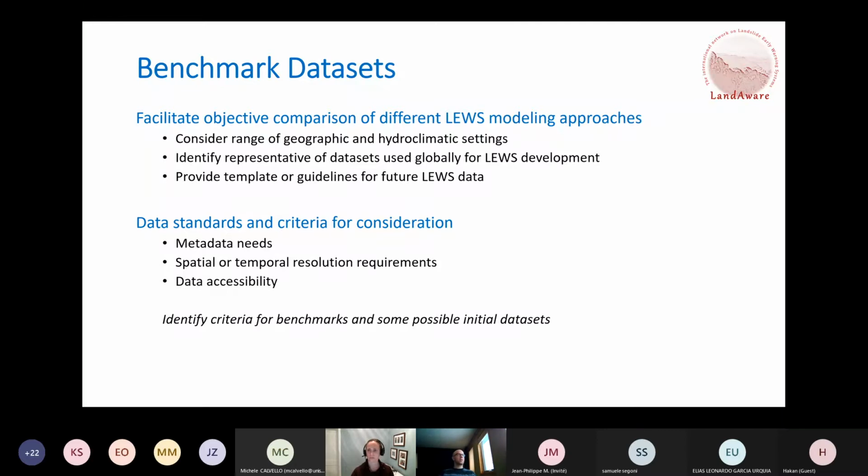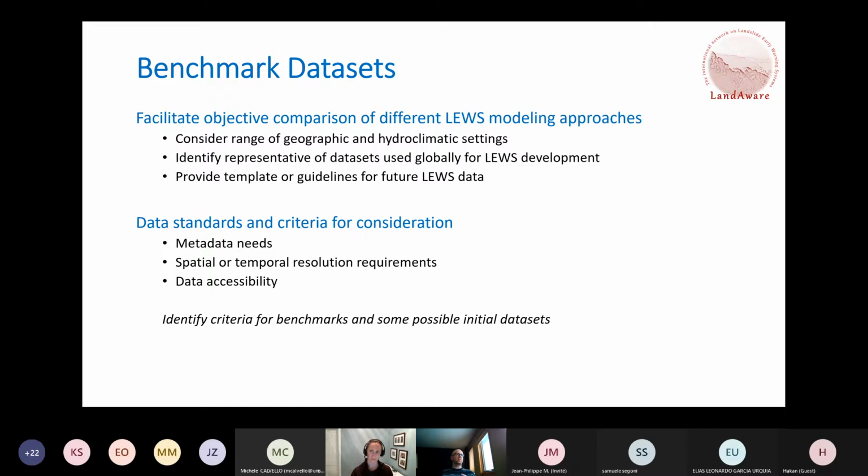We'd like to consider a range of possible geographic and hydroclimatic settings and identify some that can be used for global landslide early warning system development, so that we're representing the range of potential rainfall-triggered landslide situations. And also, in terms of future development of landslide warning systems, these benchmark data sets are a way for people to test their own approach and see, is their approach working, and should they expect it to work?